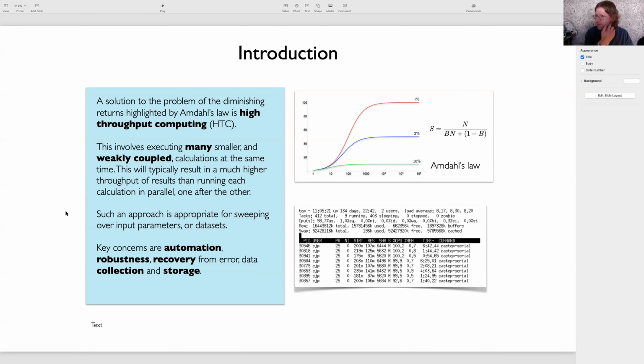So in the bottom right-hand side here, I've just put the output of a top command that I ran a very long time ago. I think it may have been on my computer at UCL, or it was my computer before UCL in St Andrews, where I had started building my own cluster for high throughput computation.